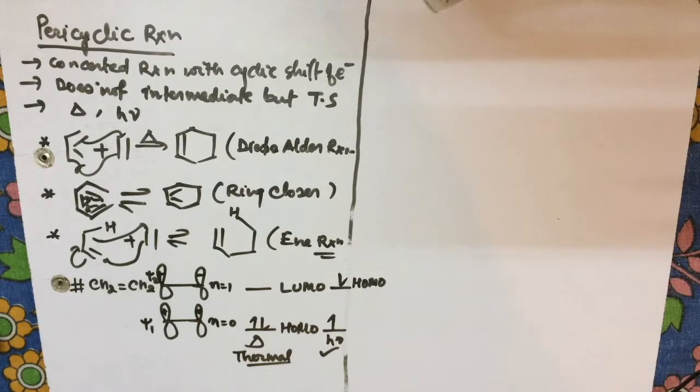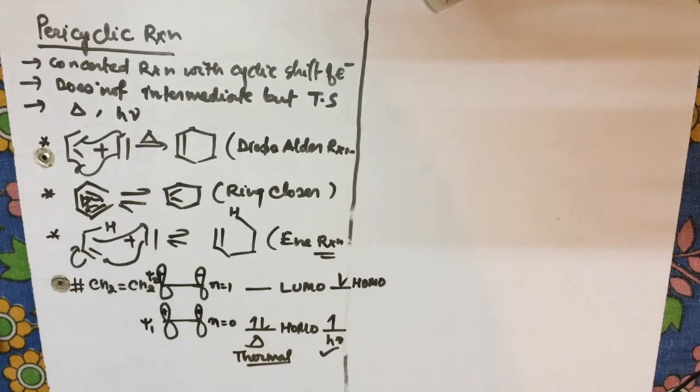There are two independent symmetry properties: one is the mirror plane symmetry of the molecular orbital, and the second is C2 symmetry. M symmetric means plane of symmetry, and this mirror plane is perpendicular to the plane.